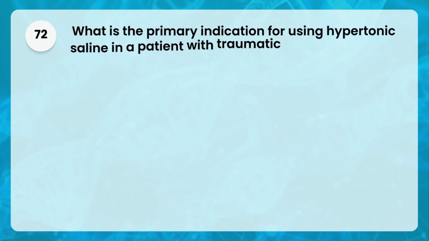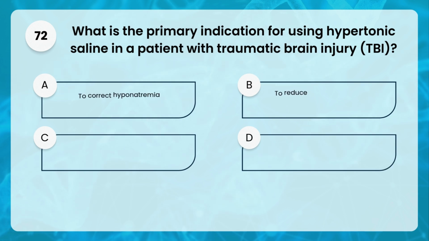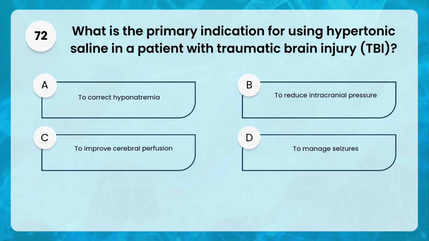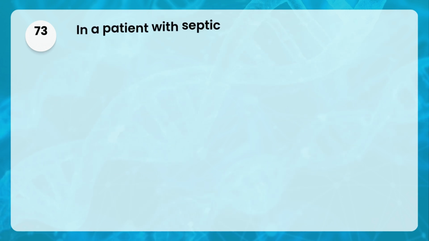72. What is the primary indication for using hypertonic saline in a patient with traumatic brain injury, TBI? A. To correct hyponatremia. B. To reduce intracranial pressure. C. To improve cerebral perfusion. D. To manage seizures. The answer is B. To reduce intracranial pressure.